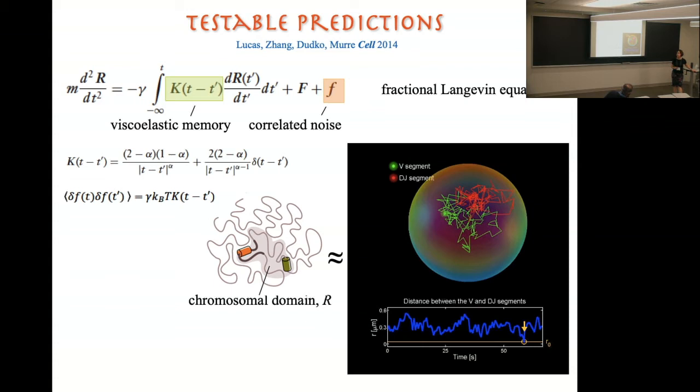Yeah, when you look at the structure of this kernel, it's actually quite transparent. So we can see that the long-time behavior is governed by alpha. In fact, we can see that when alpha is equal to 1, which is not our case, right? So it's normal diffusion. When alpha is equal to 1, this goes away, vanishes, and we just have a delta function, right? And we go back to the normal Langevin equation.